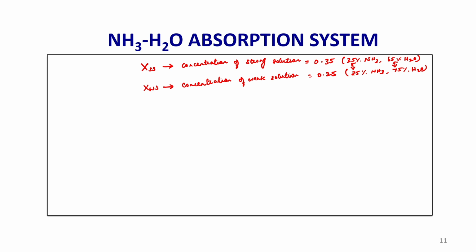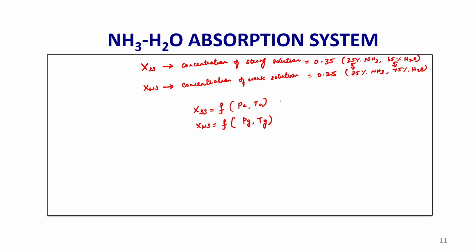And how do we find this value? There are charts or equations, empirical relations available. I will quickly tell. Strong solution concentration is a function of absorber pressure and absorber temperature. Weak solution concentration is a function of generator pressure and generator temperature.